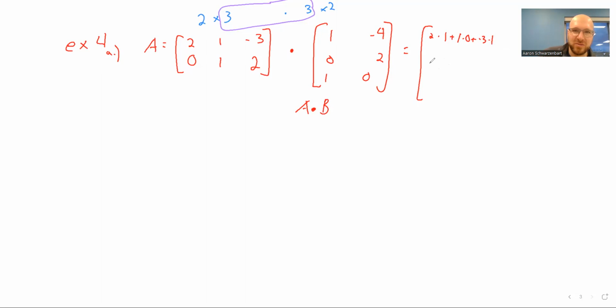Row 1, column 2 is going to be row 1 times column 2. I'm going to add these up again. I'm just going to kind of move it down just a hair. I'll leave space, but 2 times -4 plus 1 times 2 plus -3 times 0.